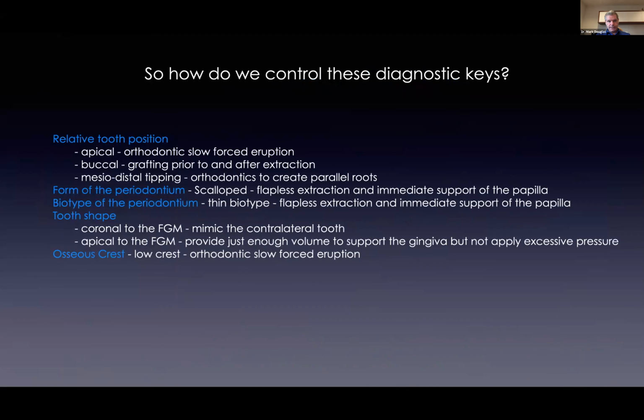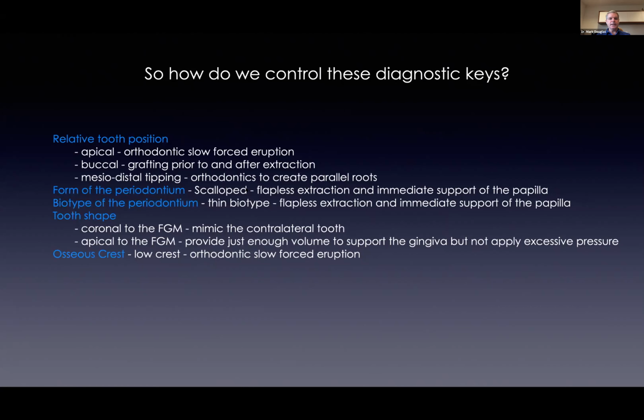So how do we control these diagnostic keys? As far as relative tooth position is concerned, if it's apical, you want orthodontic slow force eruption. If it's buccal, you want grafting prior to or after extraction. If it's lingual, you don't need to do anything other than maybe grafting to build up the buccal bone and to create a root prominence. If they're tipped mesiodistally, you can do orthodontics to create parallel roots. If the tooth being extracted is the one that's crooked, you don't have to really do anything. But if the contralateral tooth is tipped, then you need to orthodontically upright the roots.